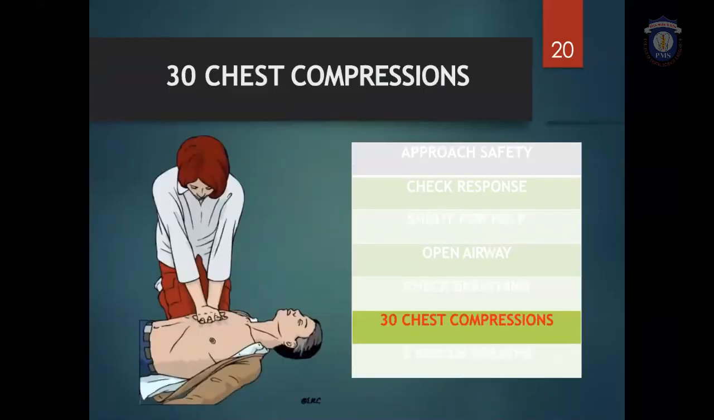Now, after completing the breathing assessment, let's move on to the 30 chest compressions, which plays a major pivotal role in case of basic life support. Now, let's see how we can provide the 30 chest compressions.